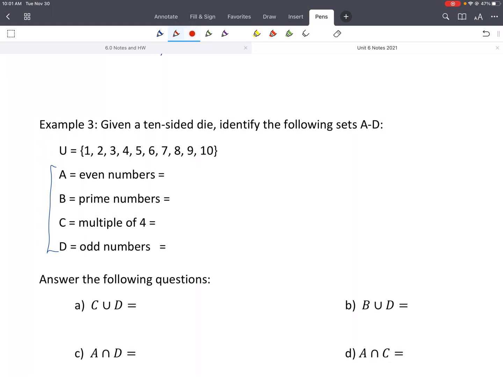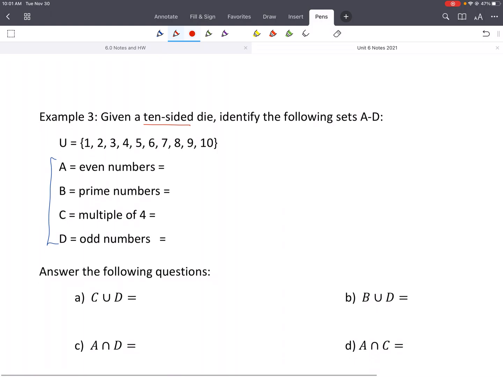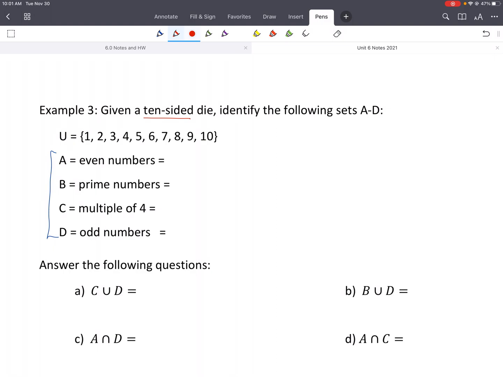So it says, given a 10-sided die, identify the following sets. We wouldn't even need to have that given, because we know that a 10-sided die has 1, 2, 3, 4, 5, 6, 7, 8, 9, and 10. Okay, so we have our universal set, and then from that we want to write down these 4 other sets, A, B, C, and D. So sets can be written almost like words, but we can also translate that into set notation.